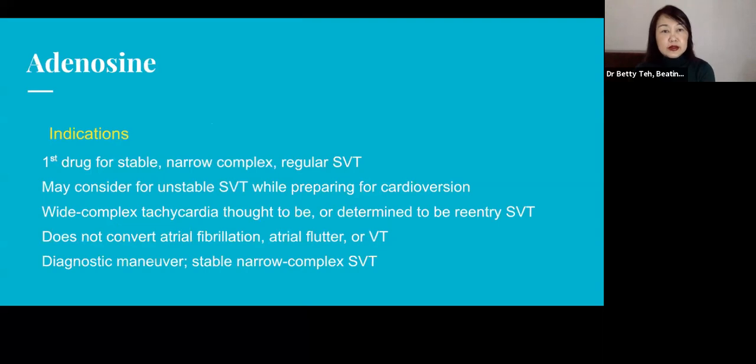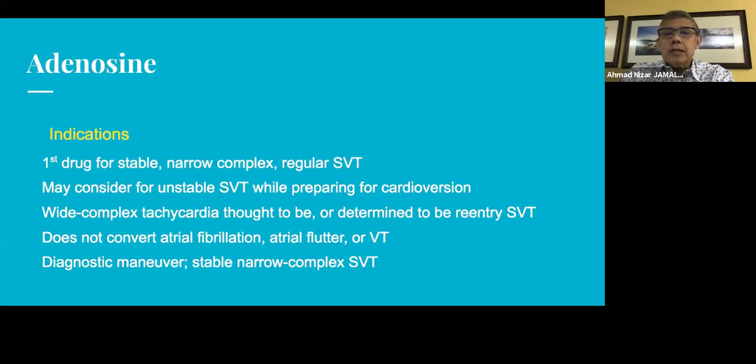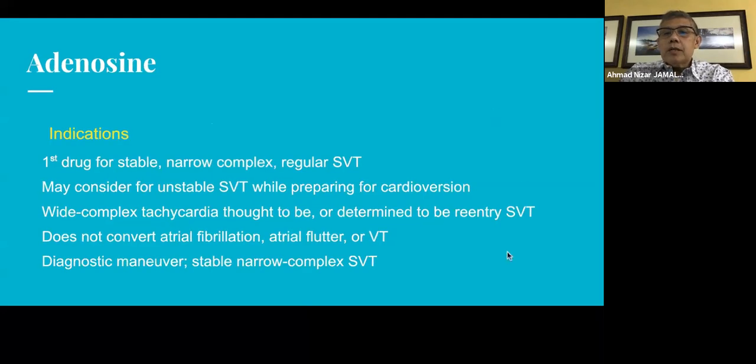Okay, next slide, please. So the first line drug for narrow complex tachycardia is actually adenosine. It may also be considered for unstable SVT while preparing for cardioversion. Occasionally, if you think that a wide complex tachycardia is still due to SVT, which is something we didn't discuss very much last time, you can give adenosine to try and see through this possibility. Certainly, adenosine does not convert atrial fibrillation, atrial flutter, or ventricular tachycardia. So if it converts, then you may consider that it might be SVT.